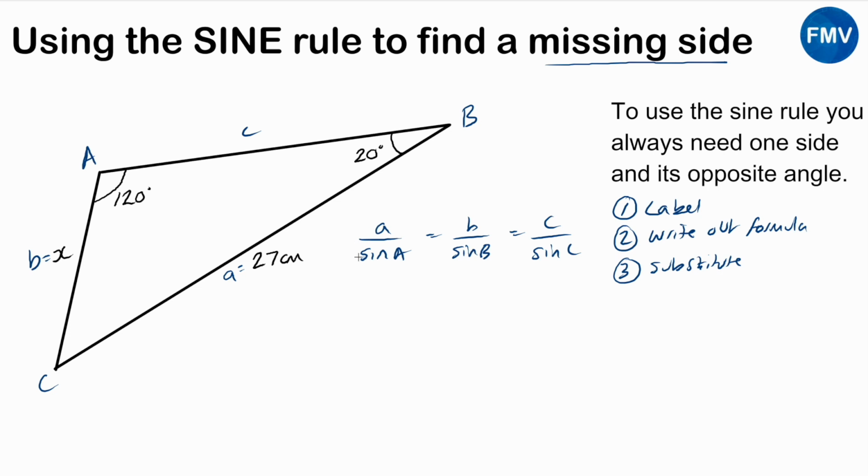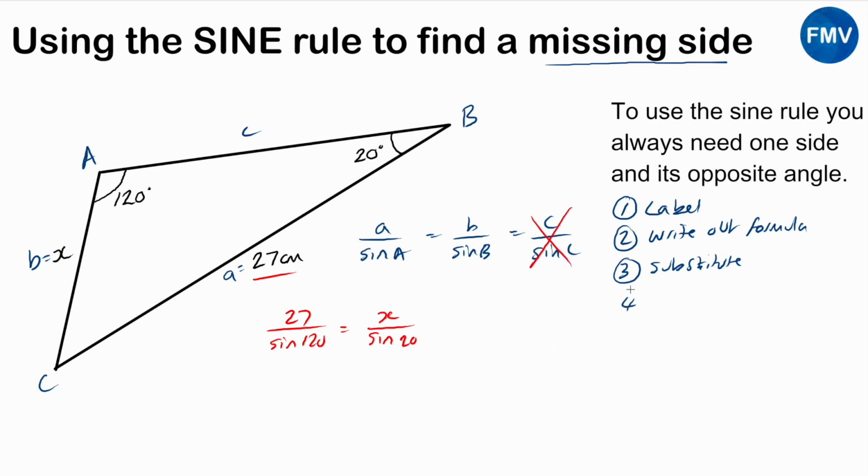Step three is to substitute. So we're going to replace these letters with the values that we've got. So A is 27, so we are looking at 27 over the sine of the angle A, which is 120, is equal to B, side B, which is x, over the angle sine B, which is 20. Now we haven't got anything for the C's. So in this case, I'm not going to write out the C's. I don't need them, so I'll put a cross through it there.